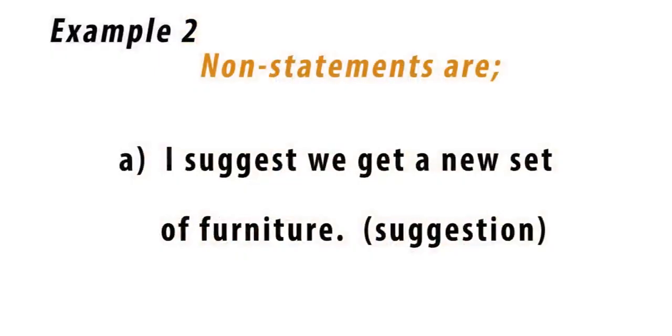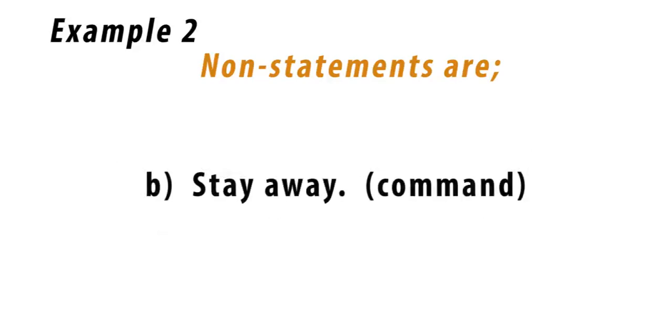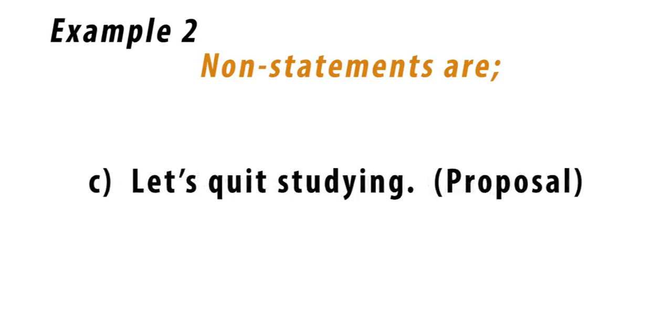Now let's look at some examples of non-statements. A. I suggest we get a new set of furniture. This is a suggestion, isn't it? B. Stay away. This is a command. C. Let's quit studying. This is a proposal. We can, however, modify these sentences to form statements out of them.